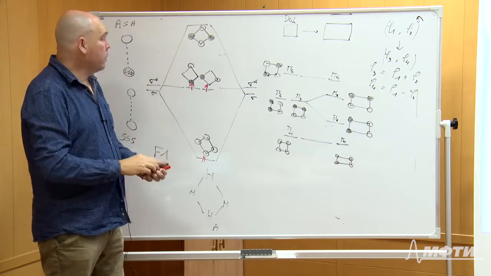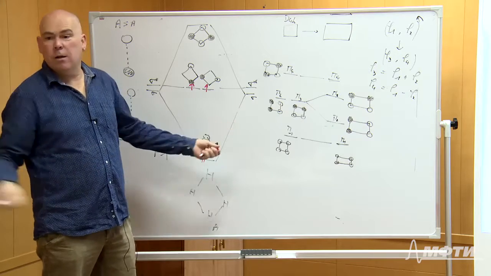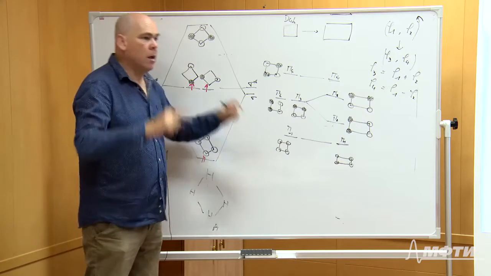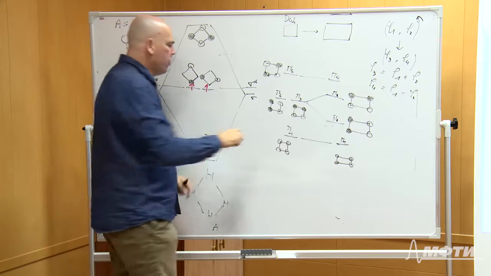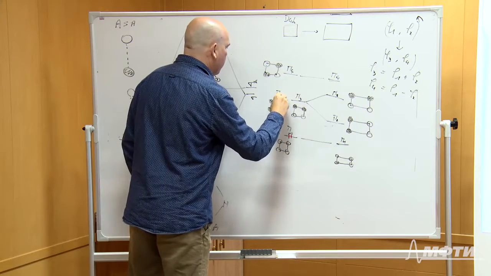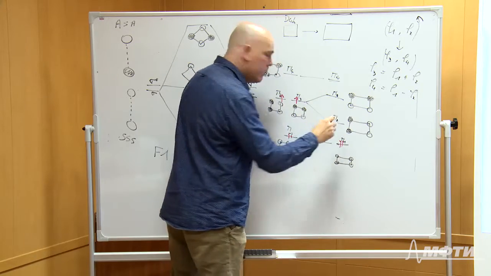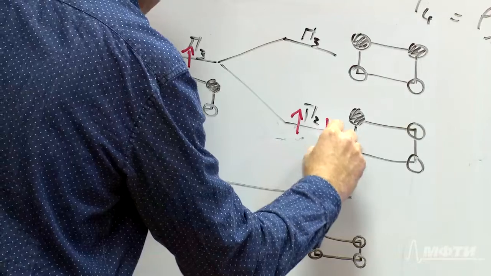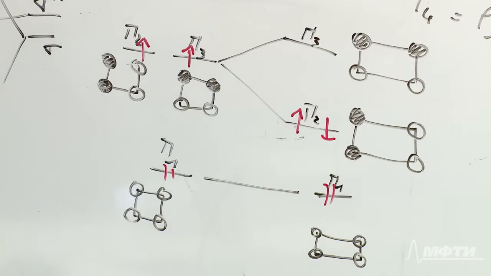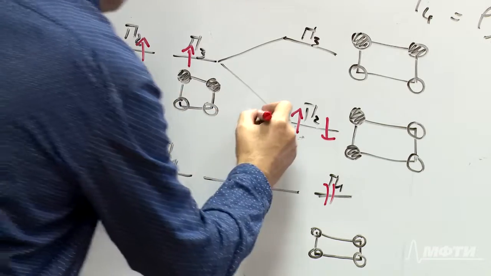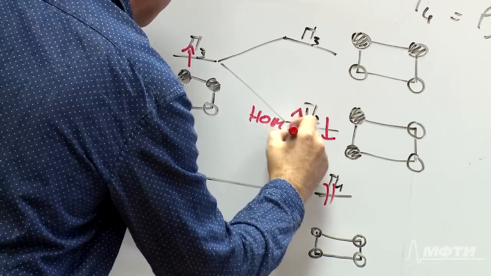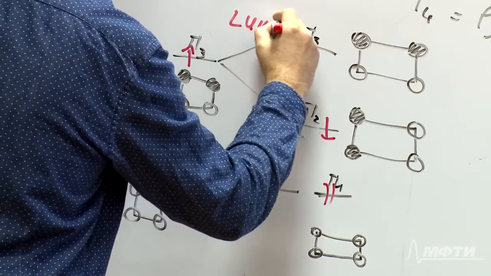So, number of electrons. We still have 4 electrons, of course. We are starting from ideal C4H4. 1, 2, 3, 4. And here we have 1, 2. In the ground state, 3 and 4. So the HOMO is here, and the LUMO is here.